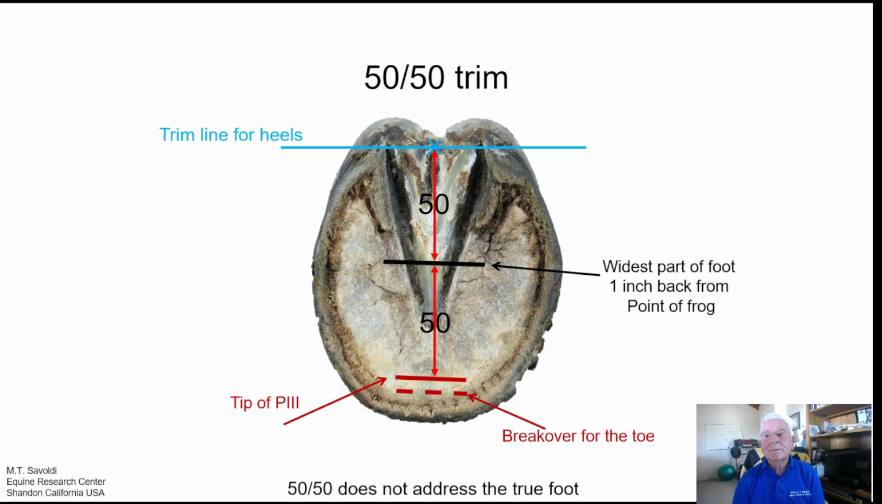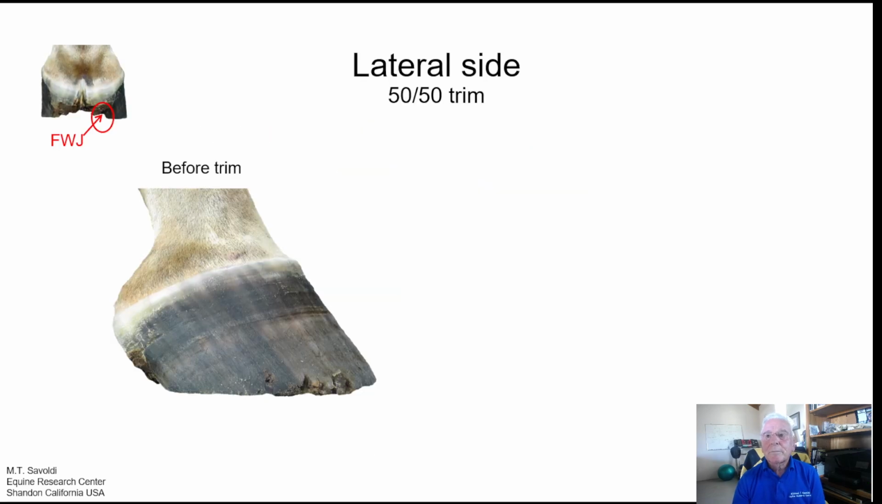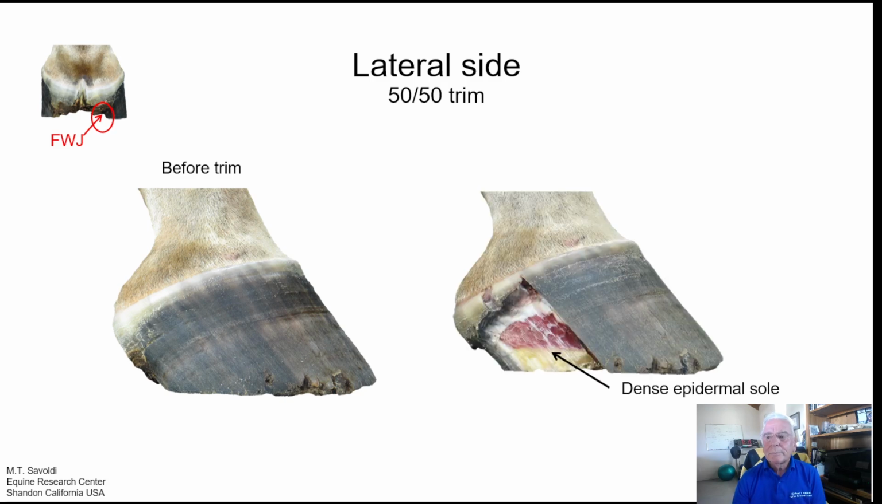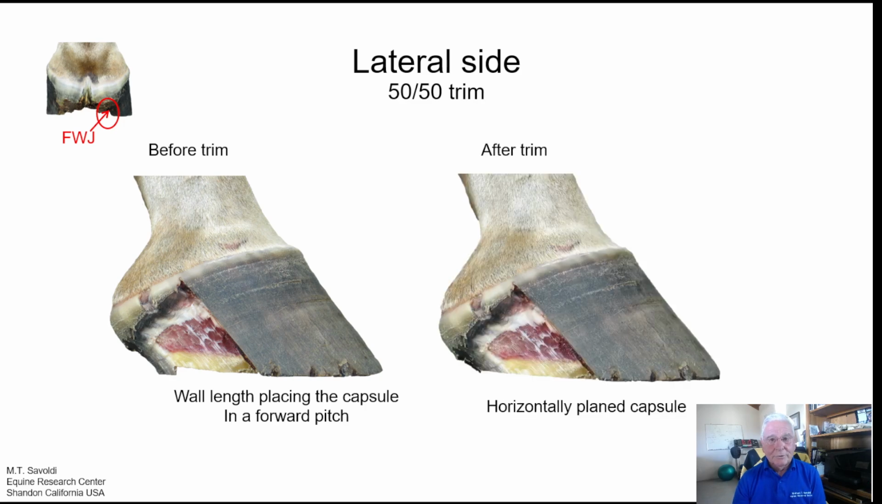So let's dissect this foot out. Oh, the 50-50 does not address the true foot. So here's the foot before trim. Here's our window. There's our dense epidermal sole. There's our excess sole. And there's our moisture line. If we look before trim and after trim, that little bit of heel that's left on there, I'm sure it'd probably be safe, but it's not detail. And this foot's actually standing better with that little bit of heel off.